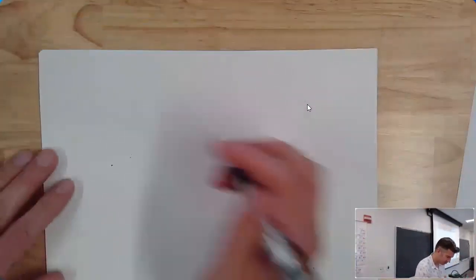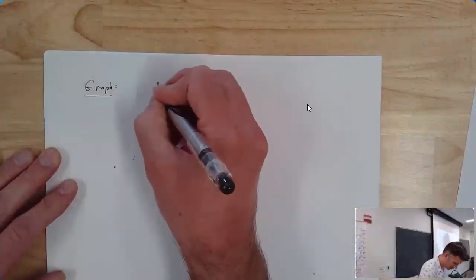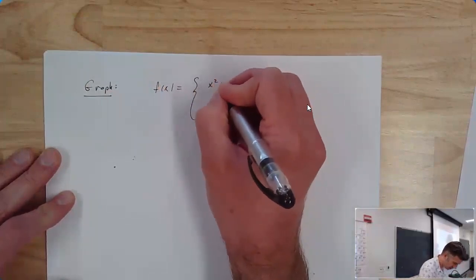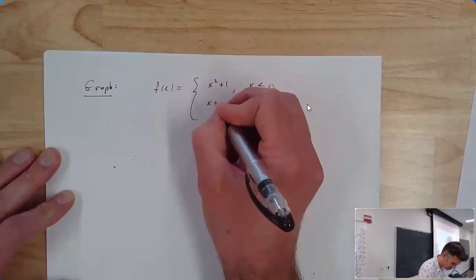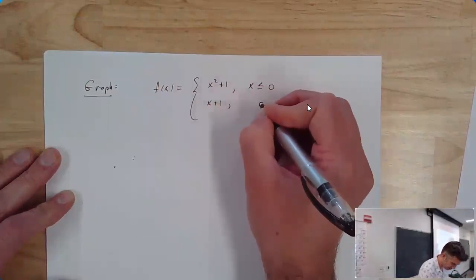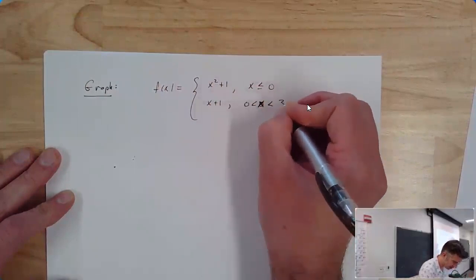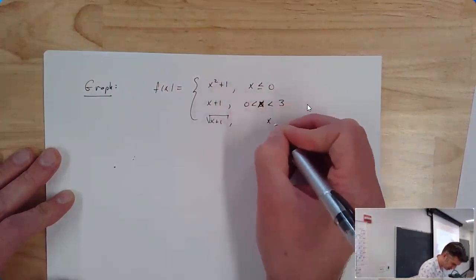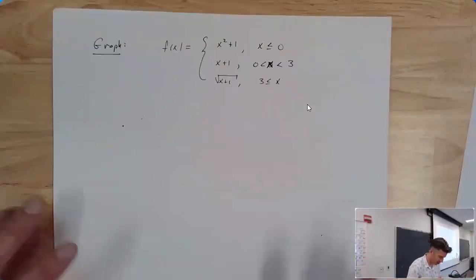So let's look at some examples. Let's look at the following. Let's graph a function f of x equal to a piecewise function. It's x squared plus 1 when x is less than or equal to 0. x plus 1 when x is strictly between 0 and 3, and it is the square root of x plus 1 when x is bigger than or equal to 3. Okay, so let's see here.